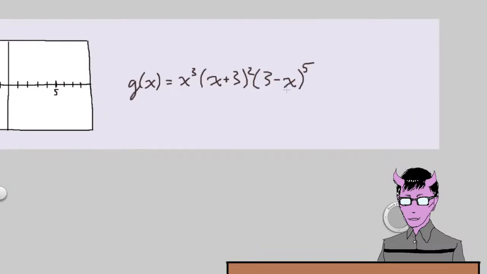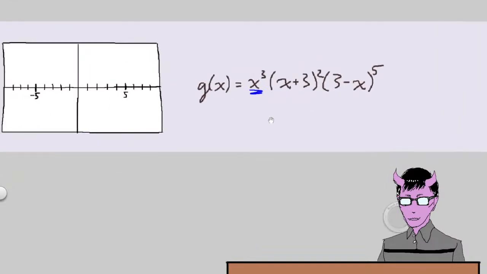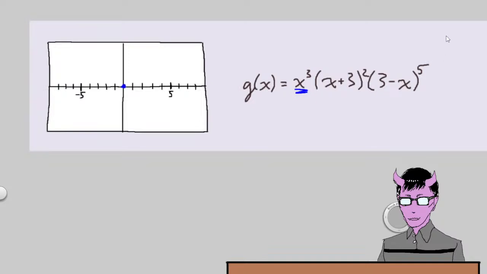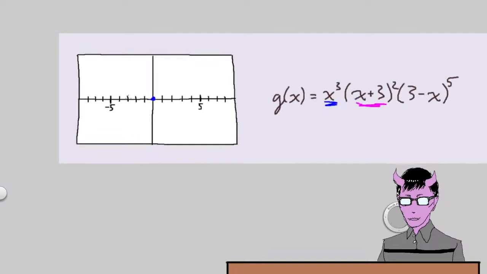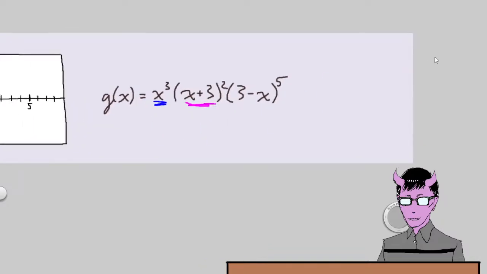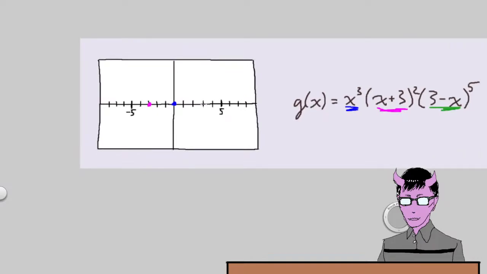It's going to be the exact same zeros as before. We have x-intercept at 0, 0. X-intercept at -3. And then x-intercept at, how do you make this into 0? Positive 3. So same thing. Positive 3, 0.